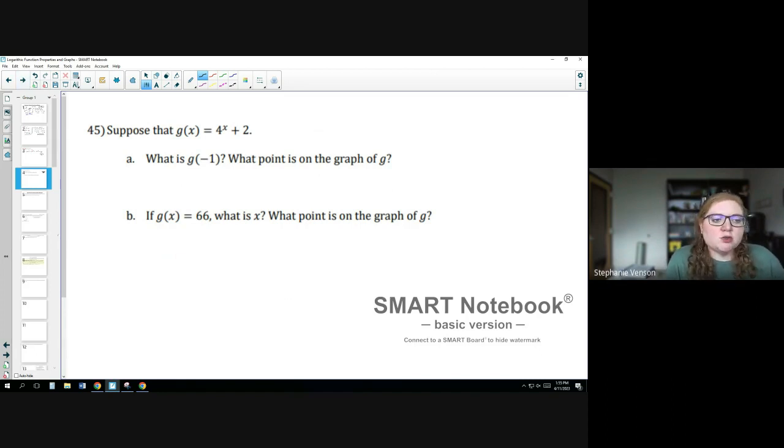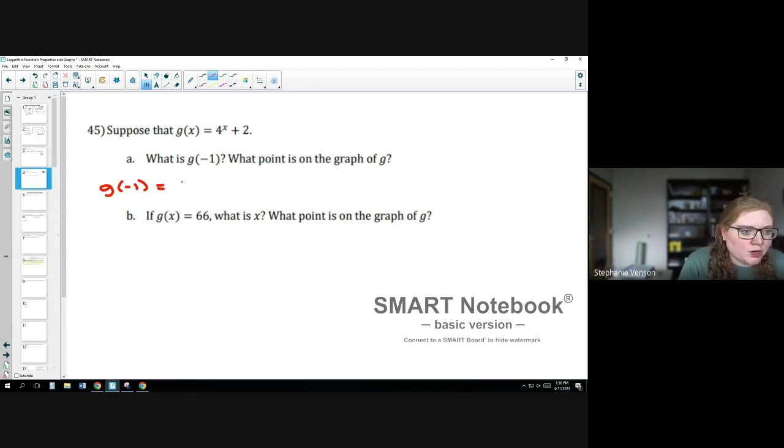So part A said, what is g of -1? And what point is on the graph of g? Well, everybody should know at this point in college algebra how to calculate g of -1. To calculate g of -1 means to plug -1 into the g function.